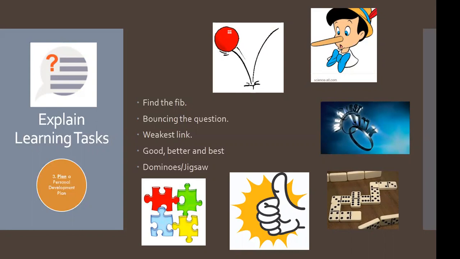Weakest link game, we've all done that before. Good, better, best, that's kind of like be the teacher. Give them a 1 out of 4 mark answer, they've got to make it better. And that's good for consolidating later on in the revision. And the dominoes, jigsaw stuff, again, I've seen Aaron's posted quite a bit on this on SATPE, about using the jigsaw and piecing together what point, an example, and explanation all fit together to paint a picture of an explanation.